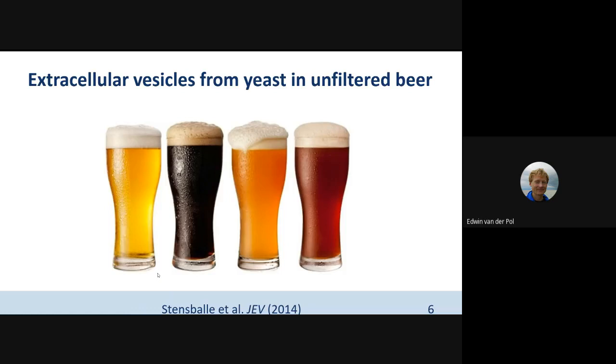Now, vesicles you cannot only find in the human body. Maybe more interesting to students is that you can find them also in unfiltered beer. And in this case, the vesicles are then derived from the yeast cells.